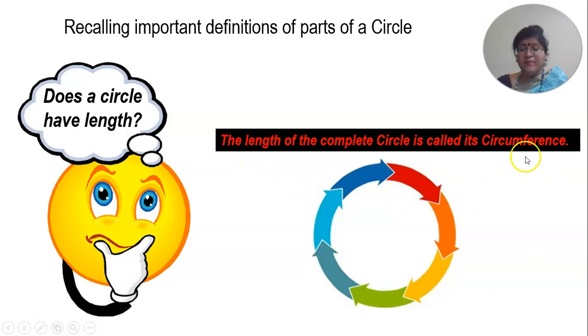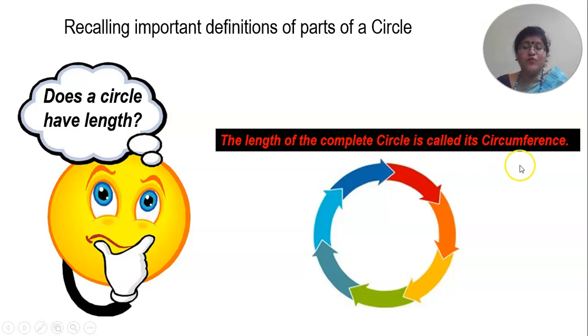Now, remember this. The length of the complete circle is called its circumference. The diagram that you see out here is the circumference of a circle. The circumference of the circle is not the same as the diameter of the circle. Example, you take a thread and make it into a circle. And when I cut the thread and I open it up, I get the length of the circle. So every circle has length. The length of the circle is called circumference. That is, if I cut this portion and I open up this circle, I will get the length of the circle.